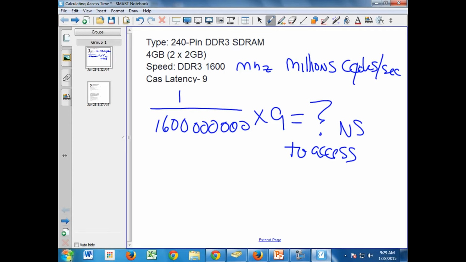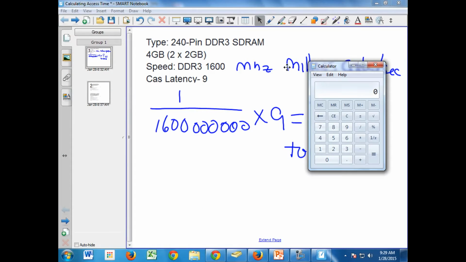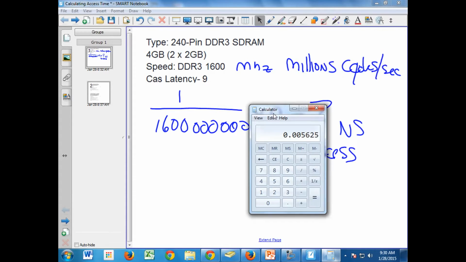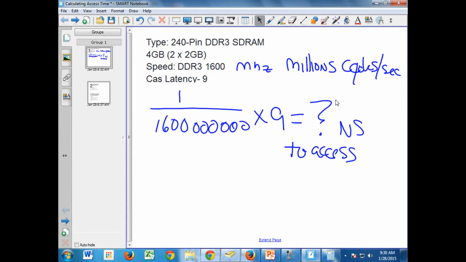So I would take, just with my calculator, and I'm gonna make it easy and not do all the zeros. So I'm gonna do 1/1600 times 9, and I'm gonna come out with 5.6 nanoseconds is how long it takes to access memory on that stick. Okay, that's how long it takes, okay?